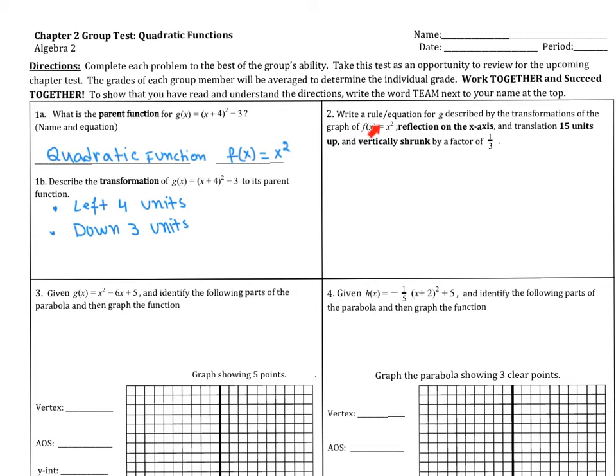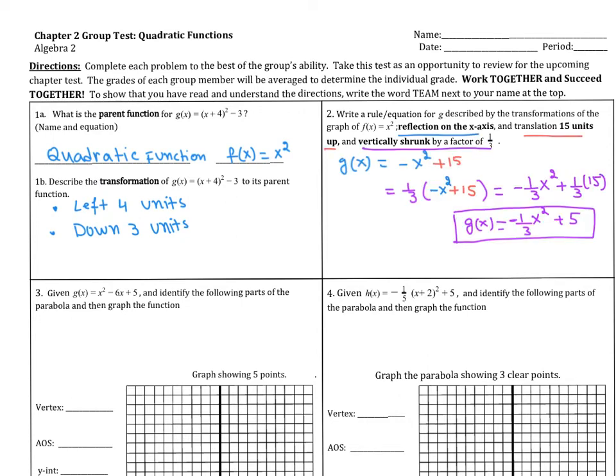Number 2. Write the rule equation for g described by the transformation of the graph f(x) equals x squared. Reflection on x-axis and translation 15 units up and vertical shrink by a factor of 1/3. We are going to do this step by step. First, we are going to look at the reflection. So reflection over x-axis means negative x squared. 15 units up means plus 15.